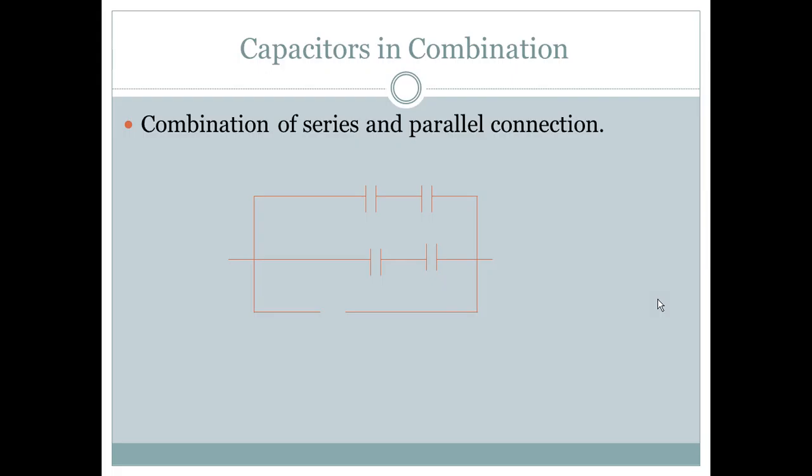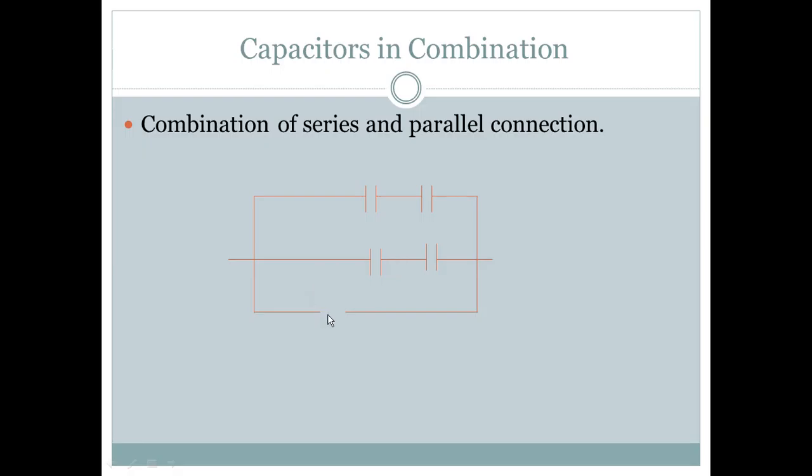Okay, so what we can see here in this illustration is that the capacitors are actually connected in both series and parallel. Particularly, this capacitor and this capacitor are connected in series. This capacitor and this capacitor are also connected in series among themselves. The upper combination and the lower combination are actually connected in parallel.